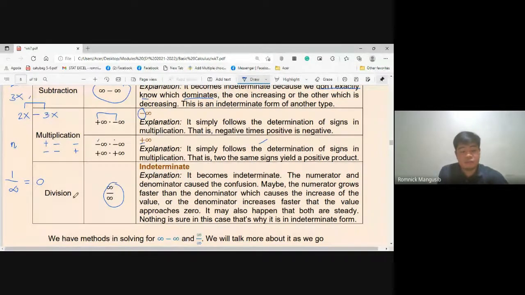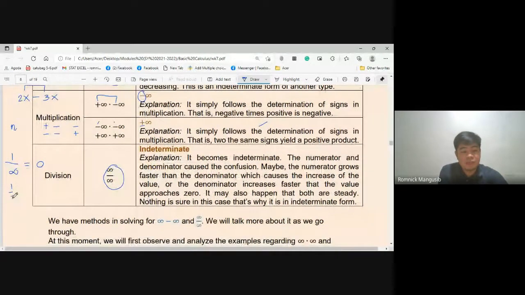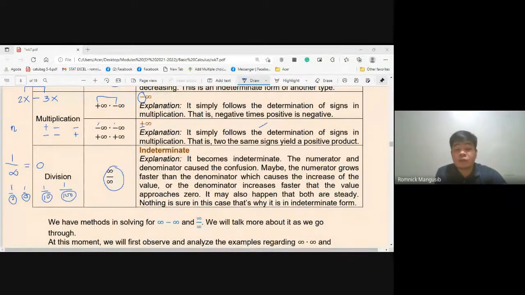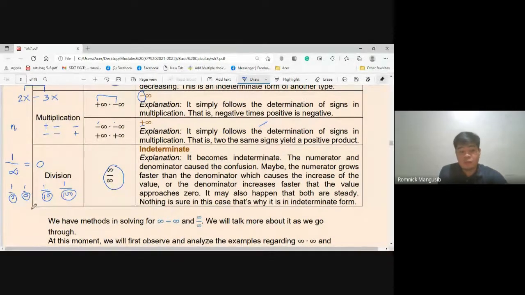So parang ganito, 1/2, 1/3, 1 over 10. O no, aasahan mo dito, nilalakihan natin ang values ng denominator, right? And the numerator is not increasing because that is constant. So what will happen therefore? Papunta ito sa 0.